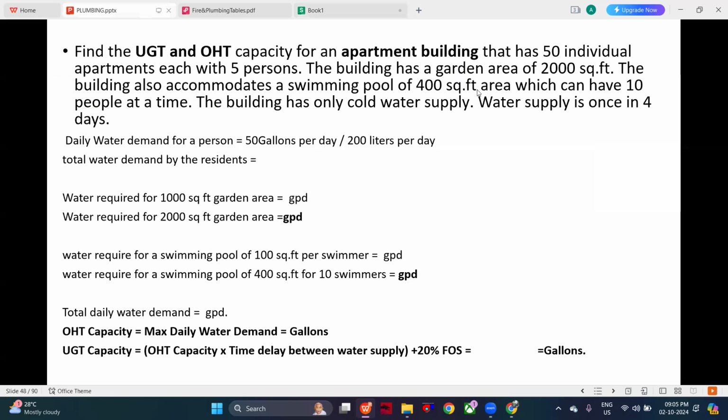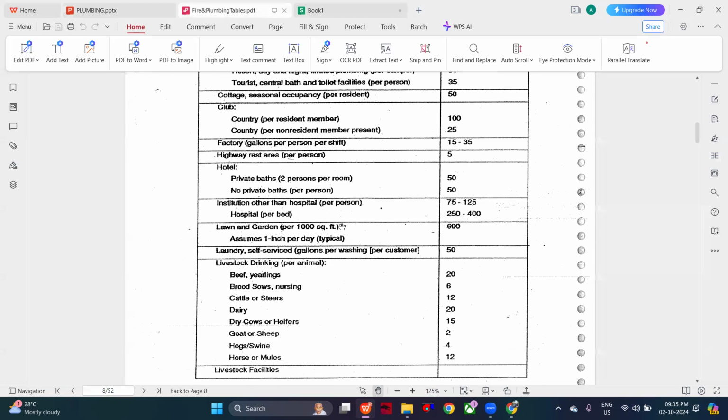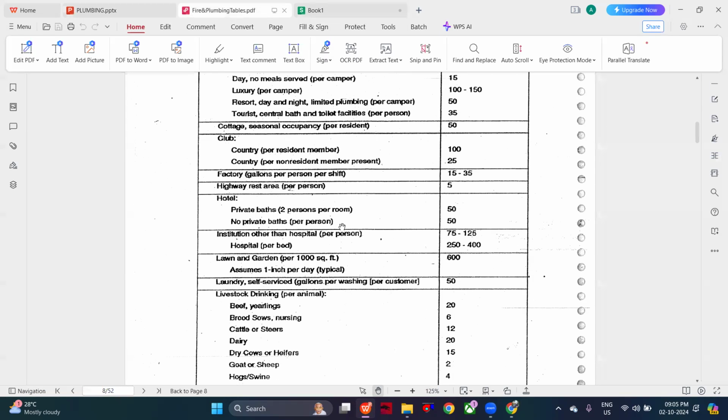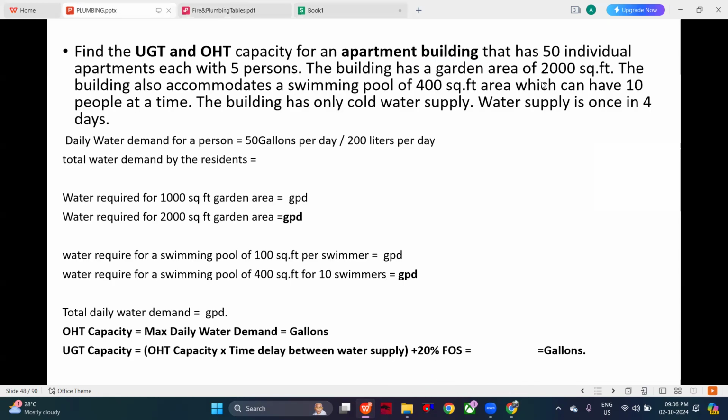Next, the garden area. It has 2,000 square feet. For lawn and garden, per thousand square feet you need 600. I have 2,000 square feet.